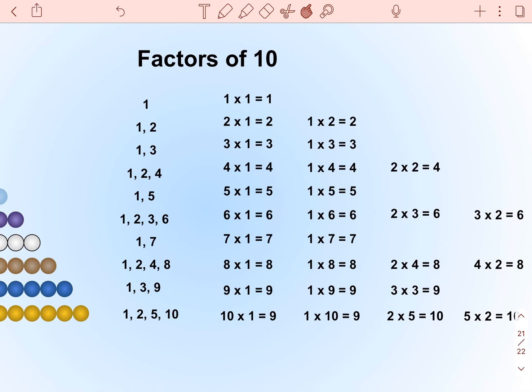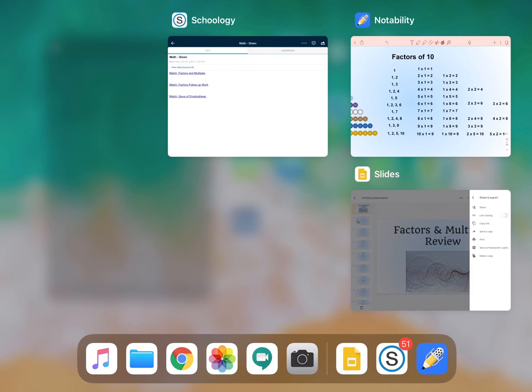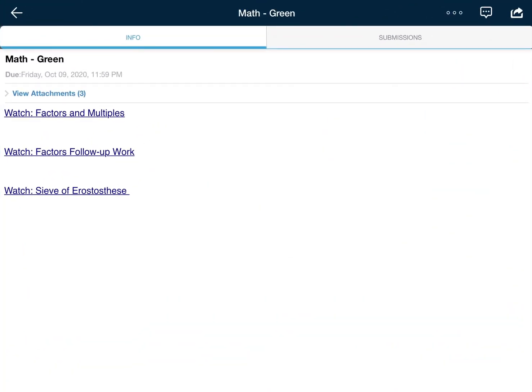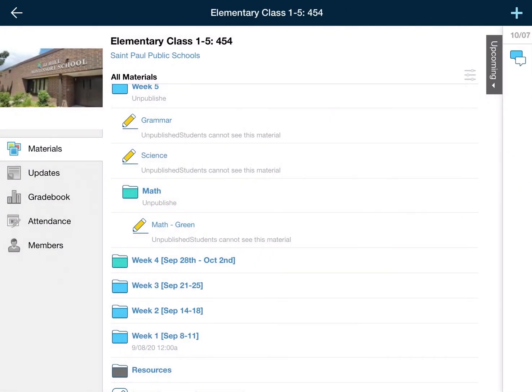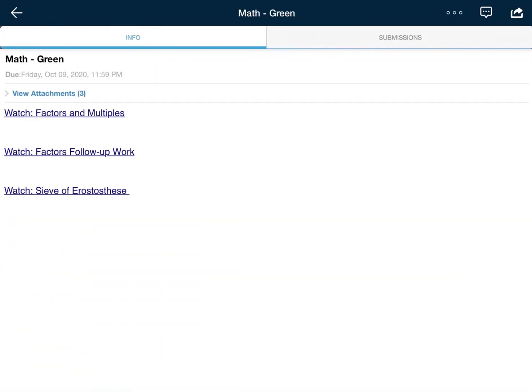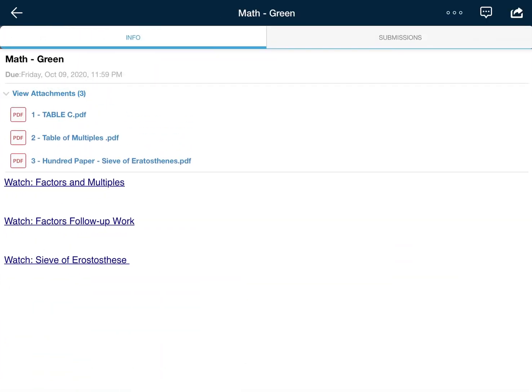So in your follow-on work here, I'm going to show you how to open up it's called the Table C, and it's work that you may have started last year. We're going to review it here, and we're going to use it for some work that we're going to do following this up. So I'm going to go into Schoology, and I'm going to open up the math folder. This would actually be blue math. And in View Attachments on top here, I see that it says Table C. That's number 1. I'm going to open that up.